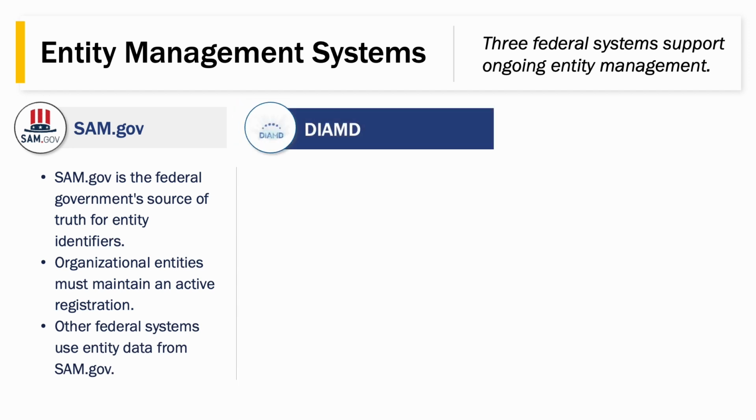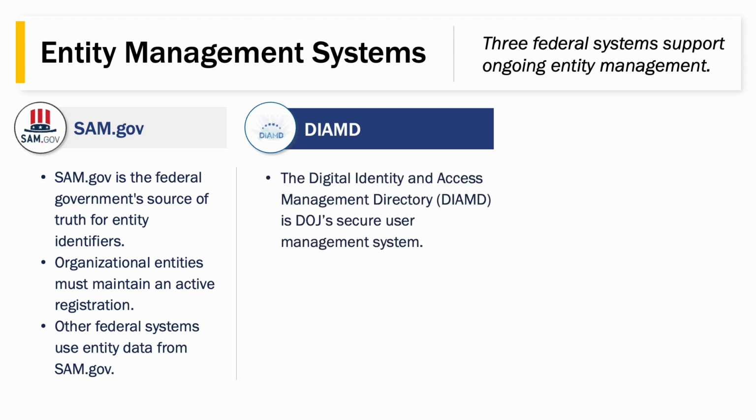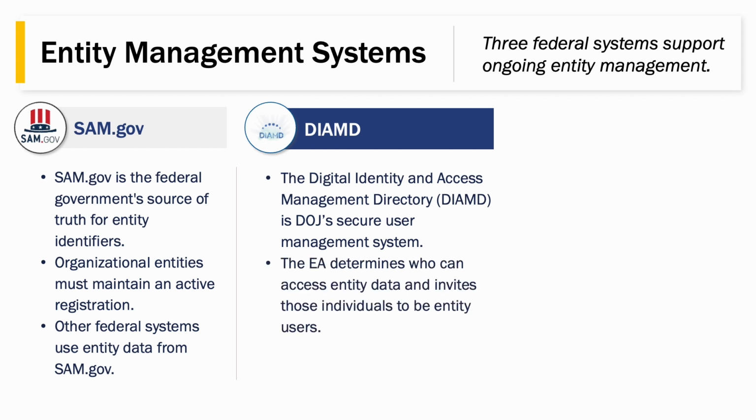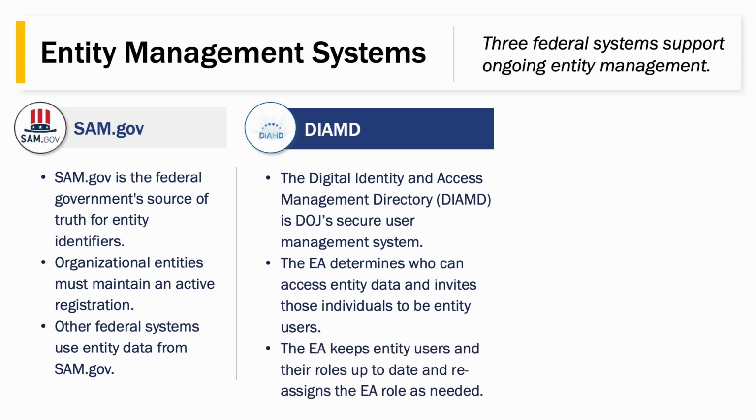Next, we have the Digital Identity and Access Management Directory, or DIAMOND, which is the DOJ's secure user management system. The entity administrator determines who should have access to entity data and invites those individuals to be entity users. The entity administrator keeps entity users and their roles up to date and reassigns the entity administrator role as needed.